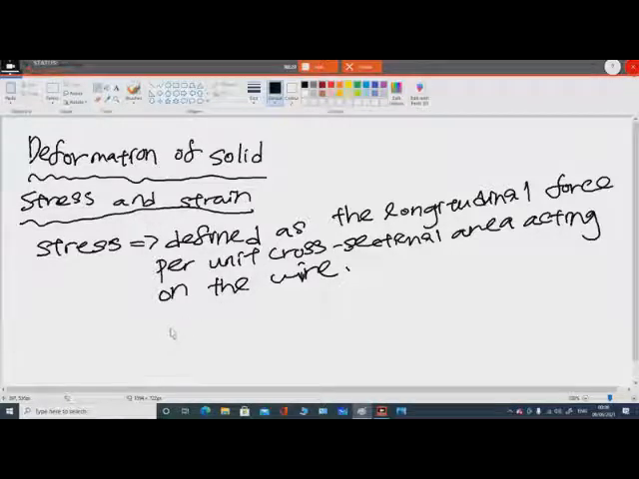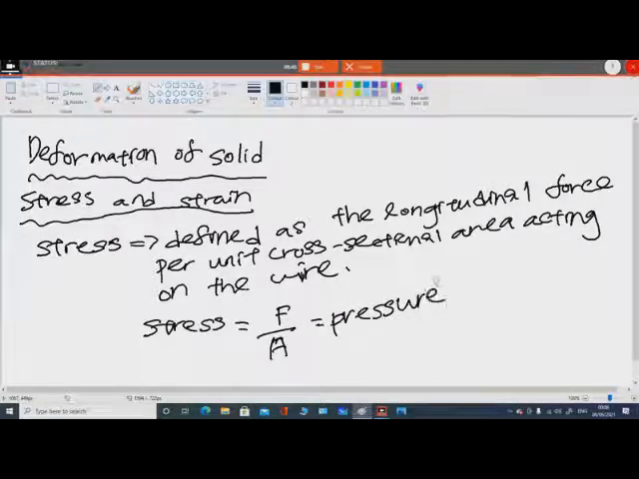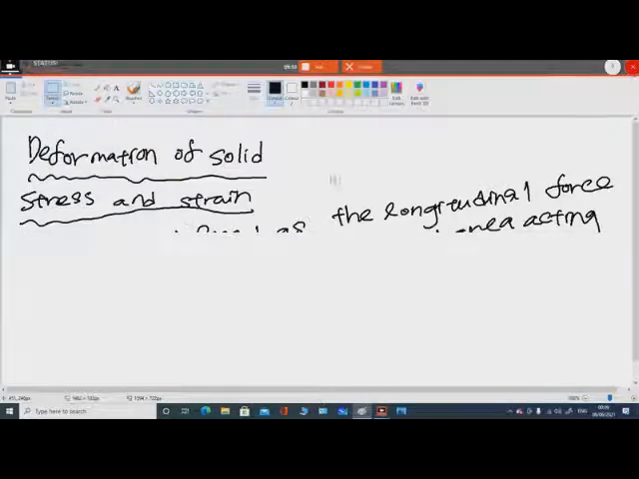In terms of the formula, stress is given as the longitudinal force per unit cross-sectional area. This formula is the same as pressure. It means that we apply stress, or pressure, to the wire by extending it. Okay, so this is the meaning of stress. Let me give an example about stress.